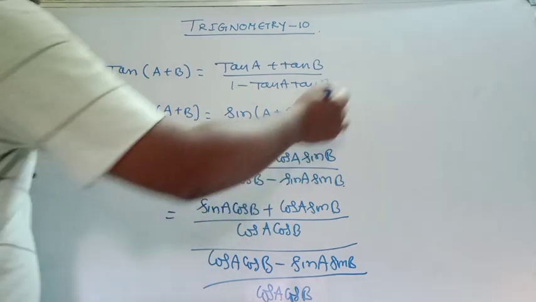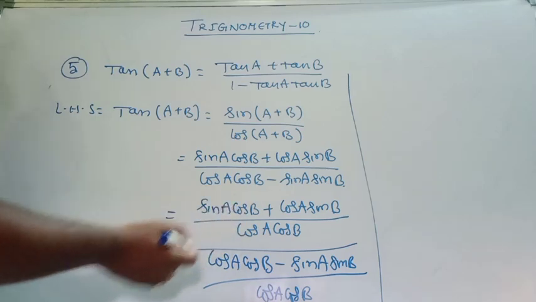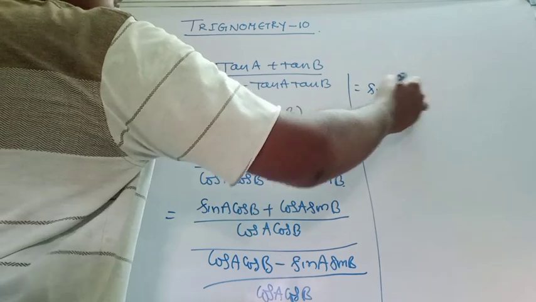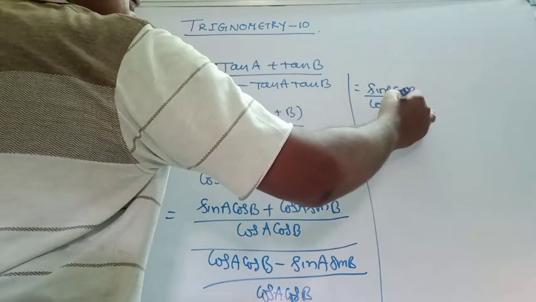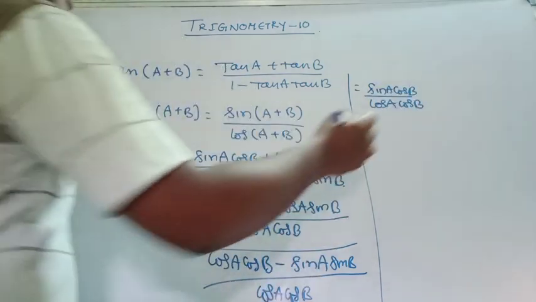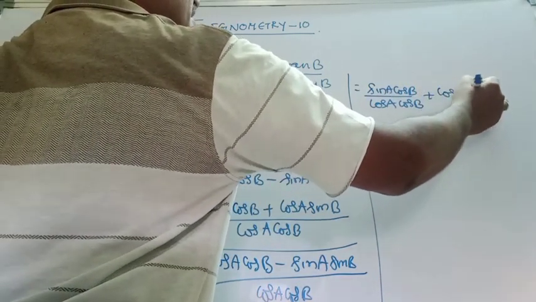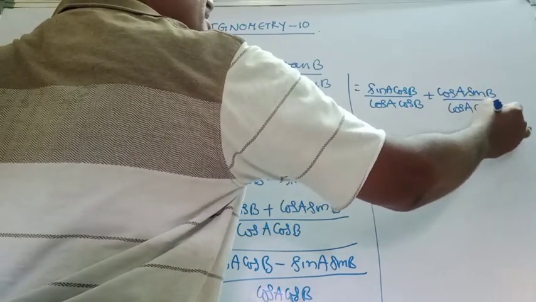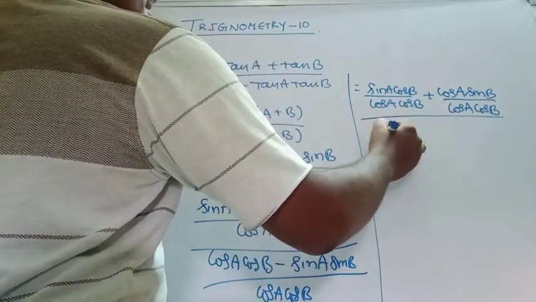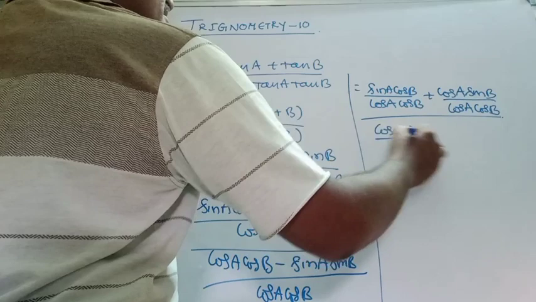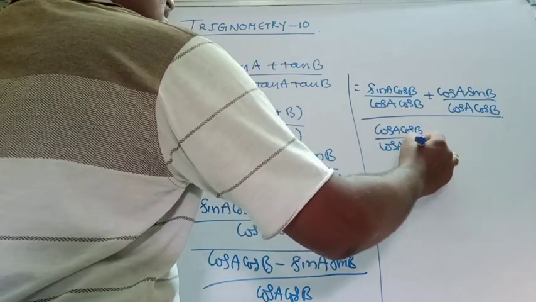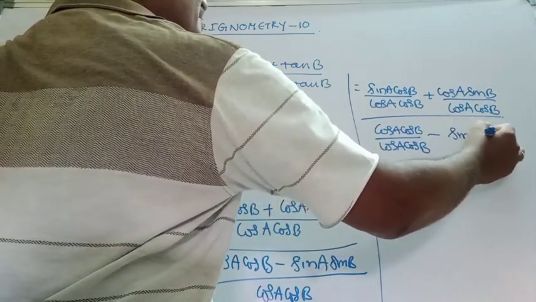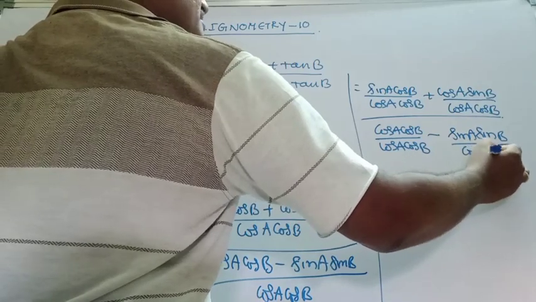Now see what we are going to do. We will split this. The numerator becomes sin A cos B by cos A cos B, plus cos A sin B by cos A cos B. The denominator becomes cos A cos B by cos A cos B, minus sin A sin B by cos A cos B.